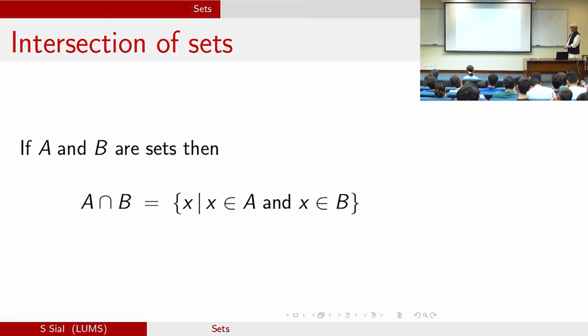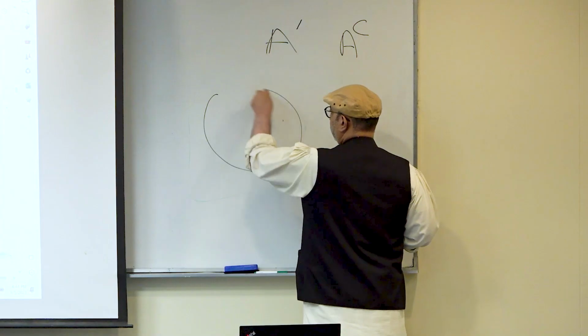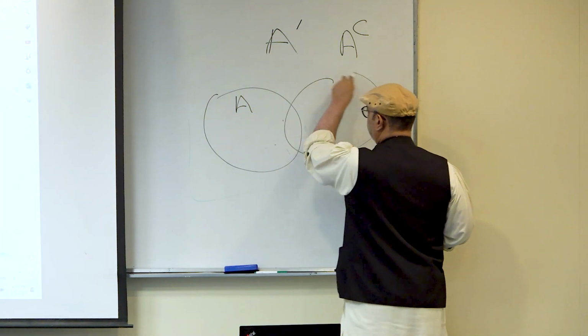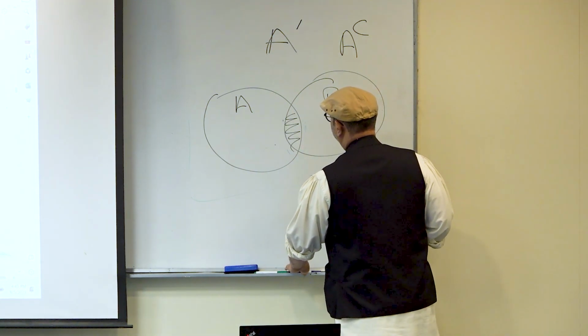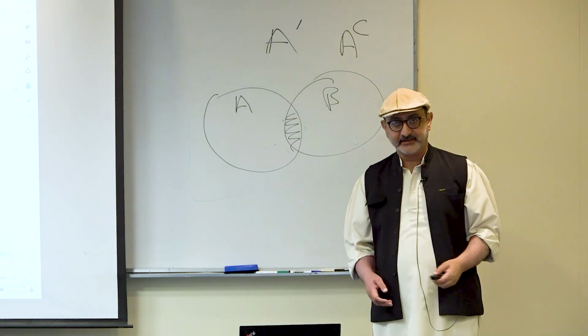Okay. Intersection. Suppose A and B are sets. This is read as A intersection B, or the intersection of A and B. That means elements which are in A and elements which are in B, both at the same time. Okay? So, you might look at it like this. Here's A, here's B, and there are some things which are in both, and I'm calling that the intersection of A and B.